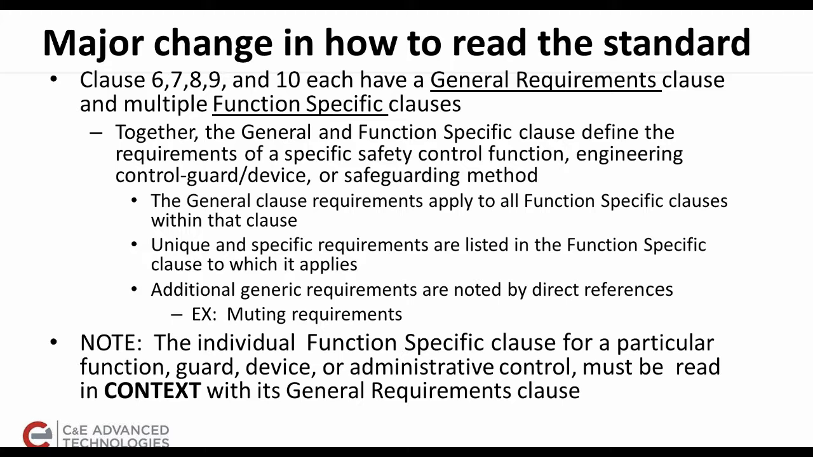What has changed is that clauses 6 through 10 have both a general requirements clause and multiple function-specific clauses. That is to say, they give the general requirements for the classification of the other devices in that general clause. In order to understand the application of the specific method that you're looking at, you need to read both the general and the function specific. It's very important that while you're reading the function specific part, you keep in mind the context of the general requirement clause.